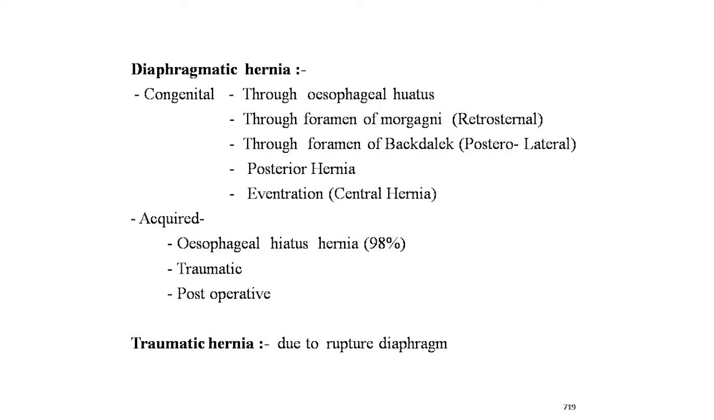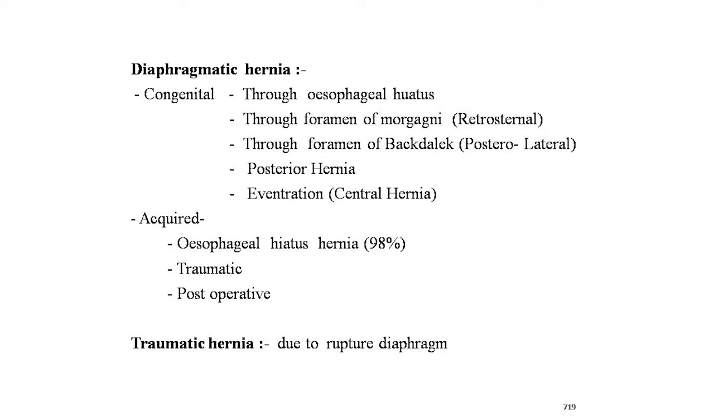Congenital type is through the esophageal hiatus, through the foramen of Morgagni, retrosternal, through the foramen of Bochdalek, posterolateral, posterior hernia, eventration, that is the central hernia, and second is the acquired hernia. These may occur due to trauma or very rarely following operations involving the diaphragm. Esophageal hiatus hernia constitutes 98%, traumatic and post-operative are very rare.